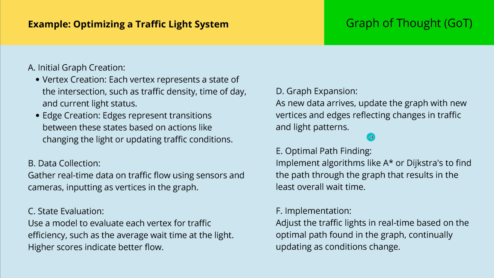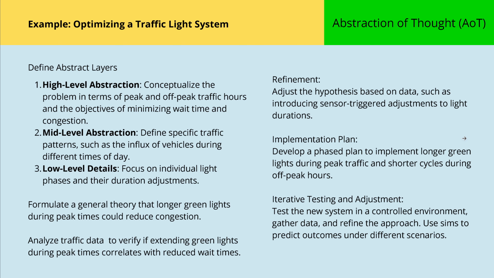For example, here we want to find the optimal path through a specific graph structure, so we implement an algorithm like A-star or Dijkstra to find the path through a specific graph or a subgraph that results, for example, in the least overall wait time. And then we just have to implement whatever is the insight from this graph analytics. Now let's have exactly the same task in the abstraction-of-thought model.